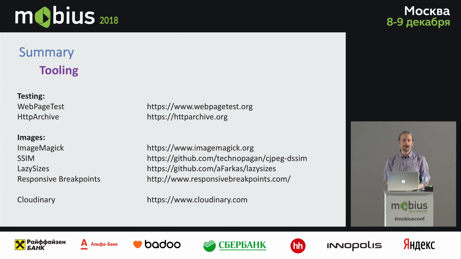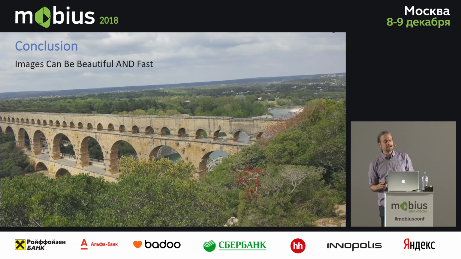In summary, here are a bunch of the tools that I used: WebPageTest, the HTTP Archive, and some of the tools I used to optimize the different images that I showed in the presentation. And so, in conclusion, your images can be beautiful, they can be fast, and you can deliver them quickly to give really fast experiences to your customers.